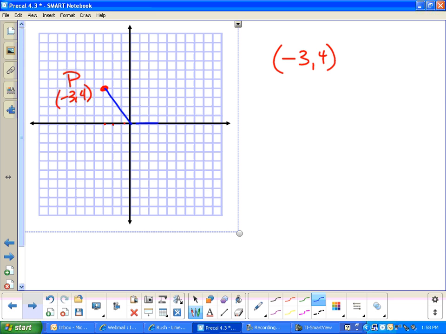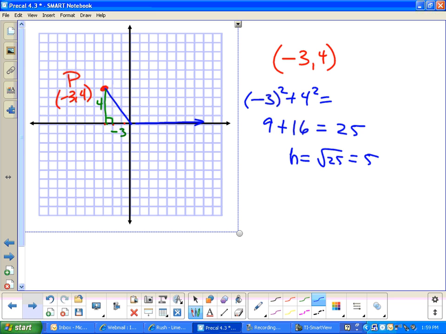I know that this is my initial side, but I am going to actually draw a reference triangle by dropping it straight down like this, so it forms a 90-degree angle with the x-axis. I am then going to label my sides. This side is -3, and this side is 4. -3 because the x-coordinate was -3, 4 because the y-coordinate was 4. I now use the Pythagorean theorem to find the hypotenuse. -3 squared plus 4 squared is 9 plus 16, and that's 25. And so my side c, or the hypotenuse, has got to be the square root of 25, which is 5.